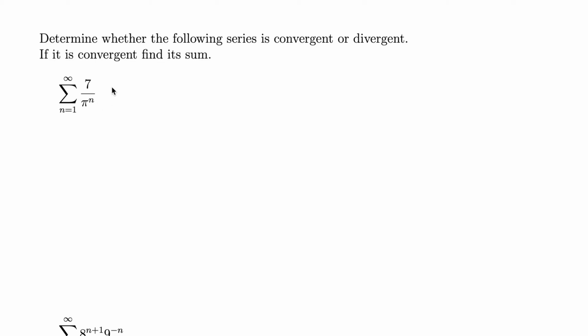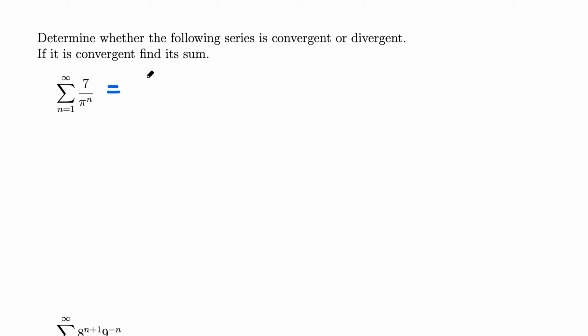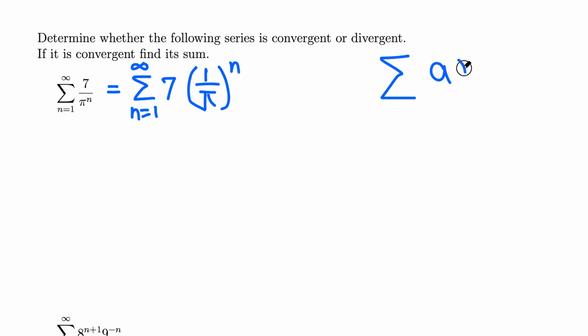So what we can do here is, this 7 has nothing to do with the sum, because the sum is for n from 1 through infinity. We can pull 7 outside, or we can keep it inside, it doesn't matter. Let's keep it inside. Then we can write it this way: 7 times 1 over pi raised to n, from 1 through infinity. So this has the form of a r^n, or just a can be pulled outside, r raised to n, and that r raised to n means geometric series.